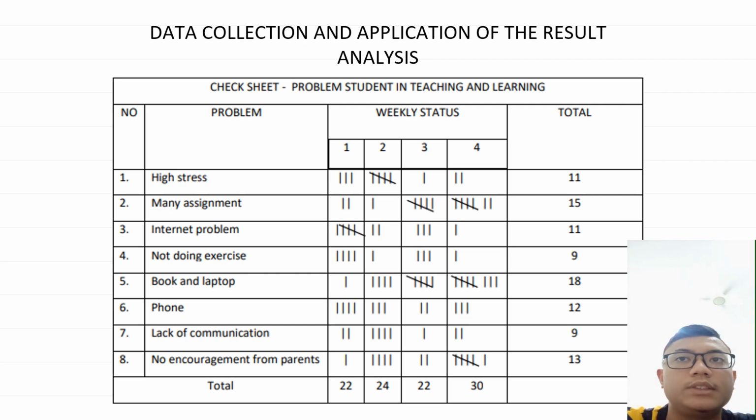From the slide, you can see we are using a check sheet diagram to collect data about student problems in teaching and learning. We have identified 8 problems, which are high stress, many assignments, internet problem, not doing exercise, book and laptop, phone, lack of communication, and no encouragement from parents, and we took data for about 4 weeks.